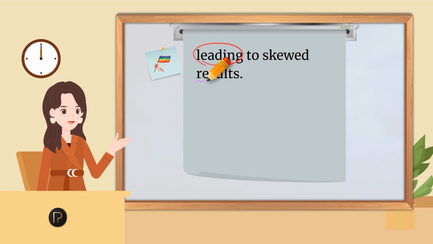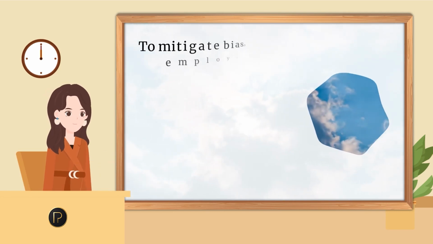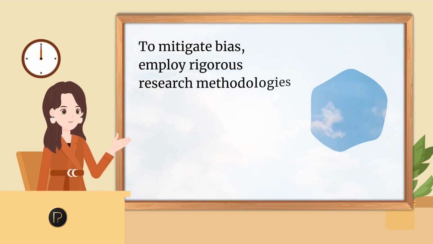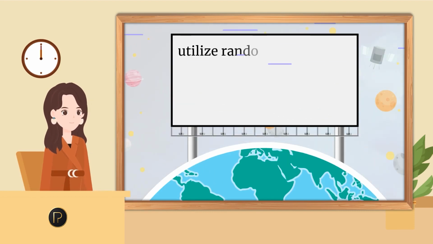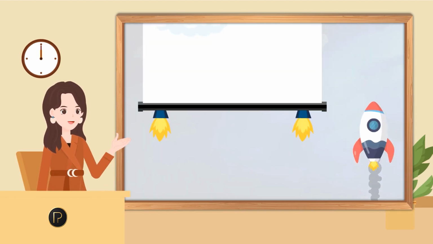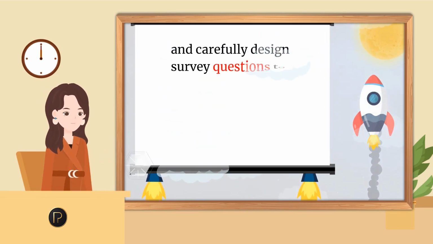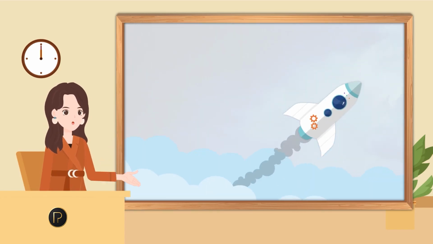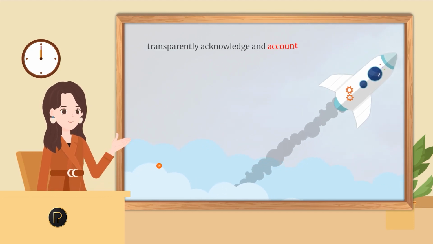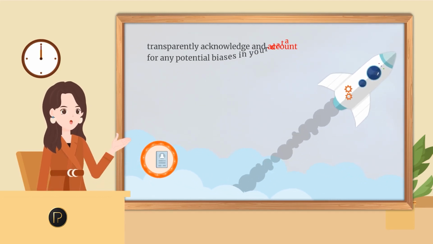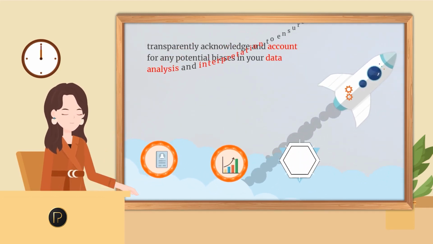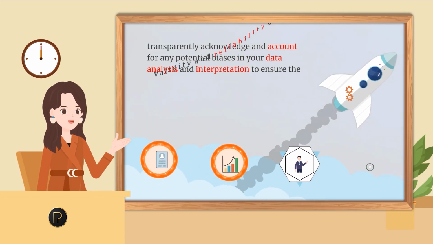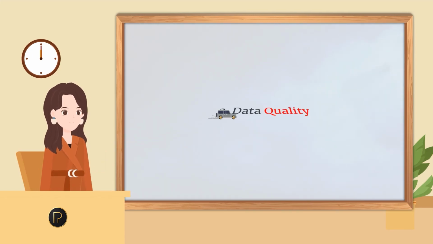leading to skewed results. To mitigate bias, employ rigorous research methodologies, utilize random sampling techniques, and carefully design survey questions to minimize leading or loaded language. Additionally, transparently acknowledge and account for any potential biases in your data analysis and interpretation to ensure the validity and reliability of your findings.